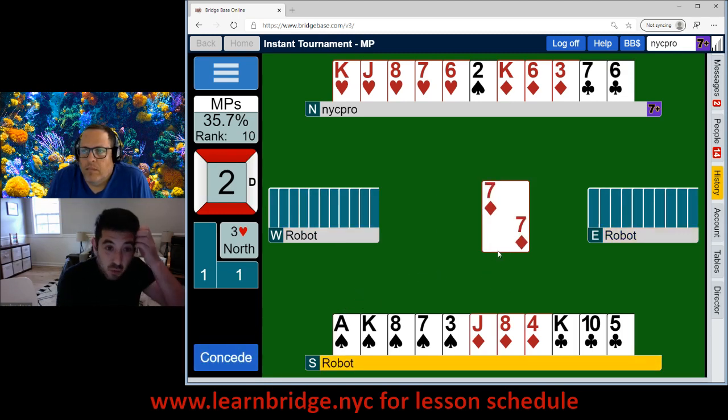So we don't need to ruff with them now. There's no advantage to ruffing a heart in our hand. Yep. The advantage here is getting the opponent's trumps out. Absolutely, and that's just so we can safely take our side tricks.